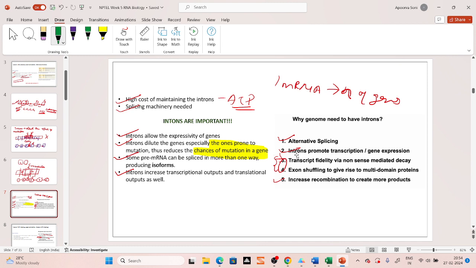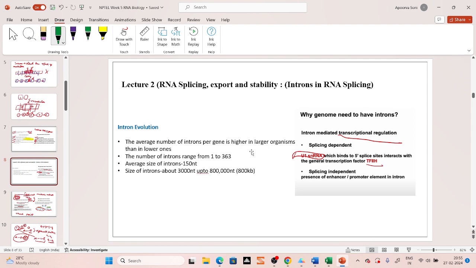It promotes transcription. It ensures the fidelity of the transcript. It helps in exon shuffling and recombination, and very important, it helps in the dilution of the mutation. So it reduces the chances of mutation in genes. This all we have studied.